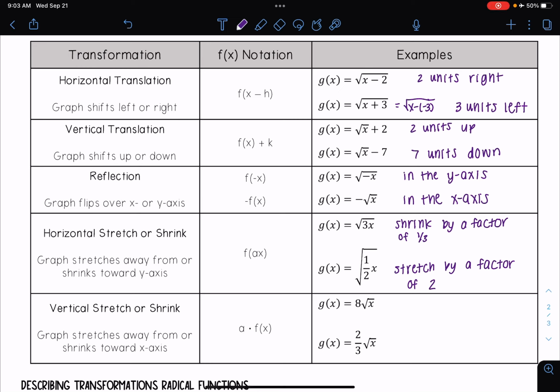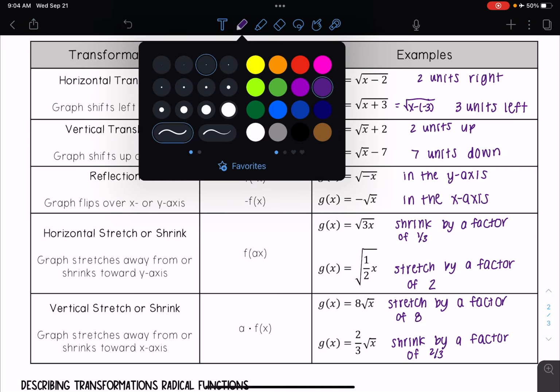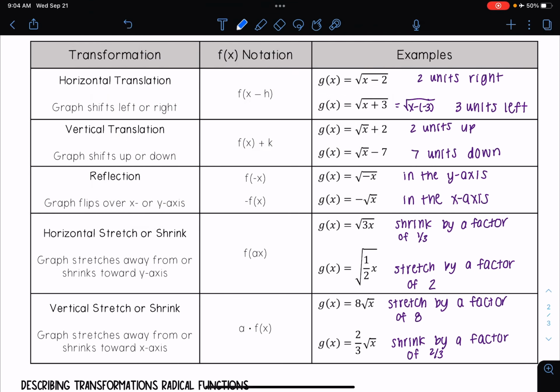And then we have vertical stretch or shrink, and that is when the graph stretches away from or shrinks toward the x-axis. And that function notation looks like a times f of x. So for example, I have 8 times the square root of x, so that is going to be a stretch by a factor of 8. Or if I have g of x is equal to 2/3 times square root of x, that would be a shrink by a factor of 2/3.